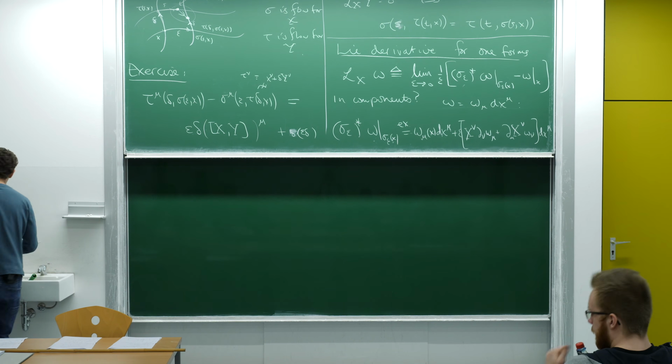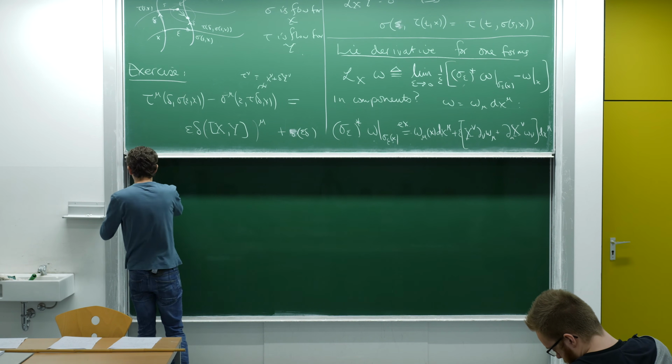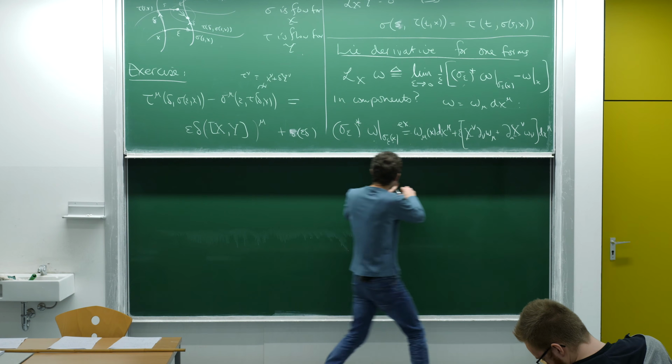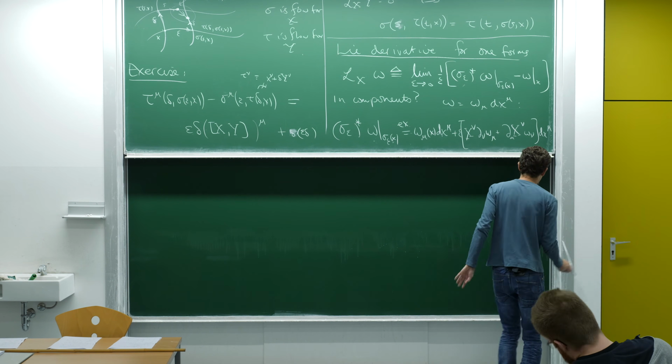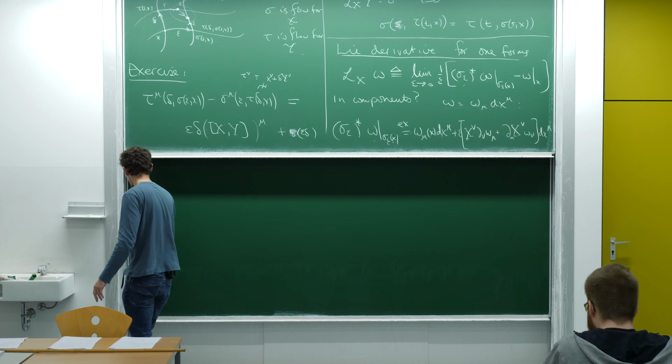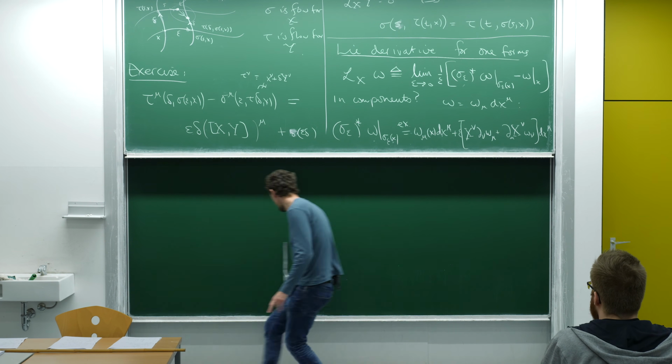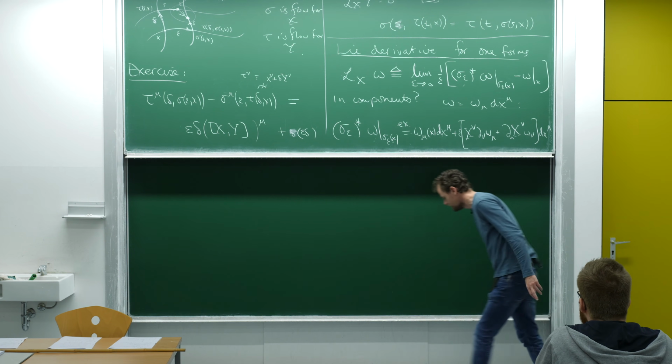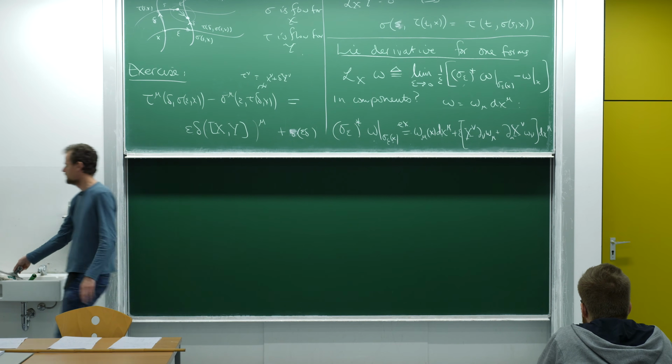Next one. Next we'll just use this to write out the Lie derivative of a one form. And then we'll immediately generalize to K forms. And then we're almost done.